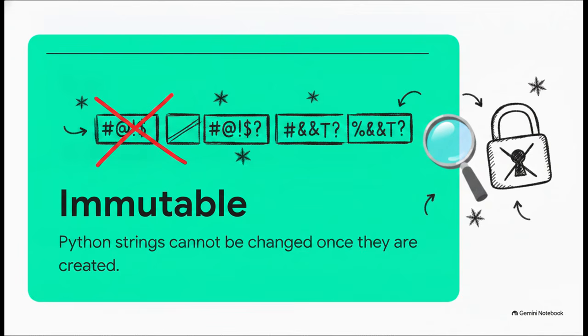This is an absolutely crucial vocabulary word for your unit test, by the way. Immutable literally means Python strings cannot be changed once they are created. So once that sequence of characters is locked into your computer's memory, its contents are totally frozen forever. You can't alter even a single character.